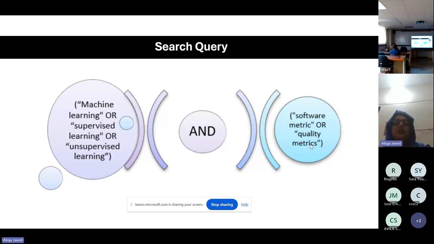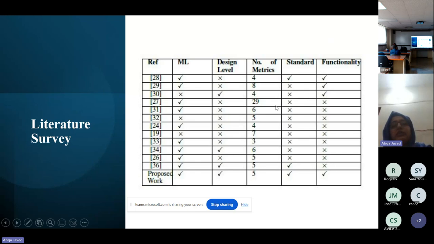We used keywords for comparison of machine learning, supervised learning, and unsupervised learning techniques, and merged them with software metrics and quality metrics. We get the resultant papers by applying the defined query string. Some of them work just on machine learning techniques, others are based on design level metrics, and the standard they used to evaluate the metrics and which functionality they used.